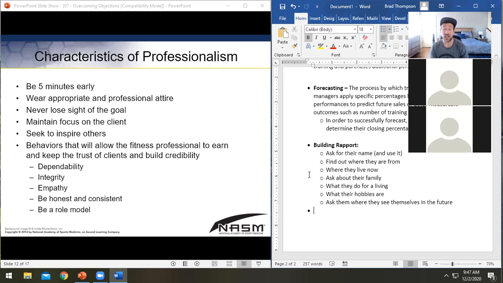And then always follow these specific behaviors that help enhance your credibility, right? You're going to want to be dependable. You want to have good integrity. Part of having good integrity, by the way, is making sure that I always explain the cancellation policy to my clients like crazy, because people love to not understand the cancellation policies.